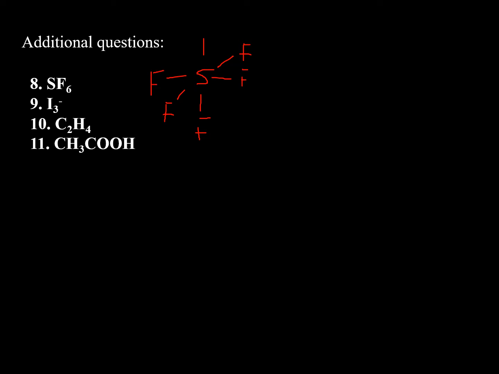If we focus on the central atom, there are 6 bonds and no lone pairs, so this is octahedral. Number 9, I3 minus.